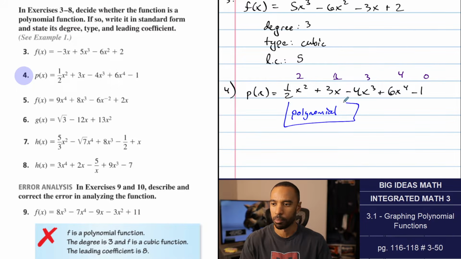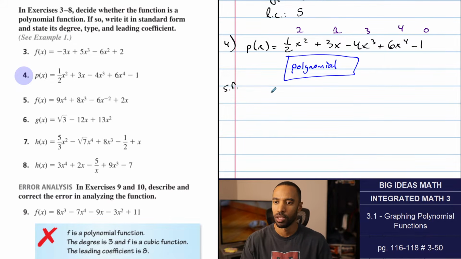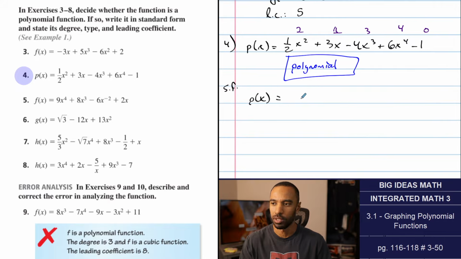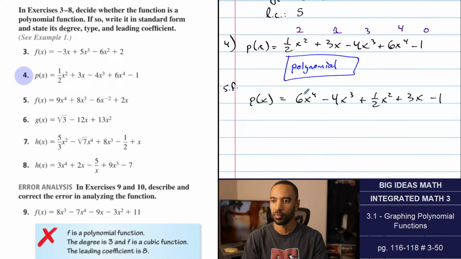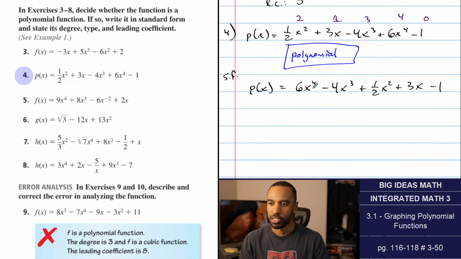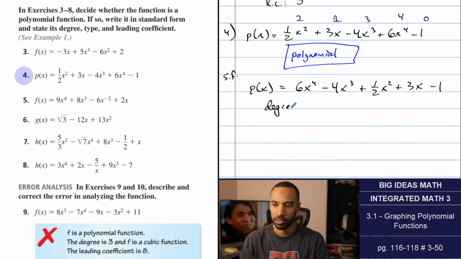As far as standard form goes, we got to rearrange these things. So standard form, let's bring it about. We are going to get the degree 4 term first, highest one. So, oh, sorry, I was looking at the wrong one. 6x to the 4th, and then minus 4x cubed plus 1/2 x squared plus 3x minus 1. There's your standard form.